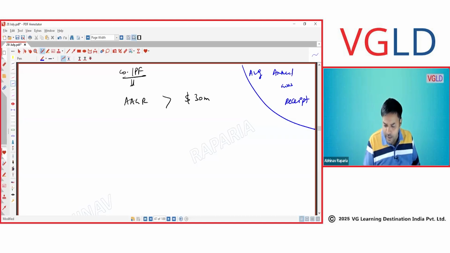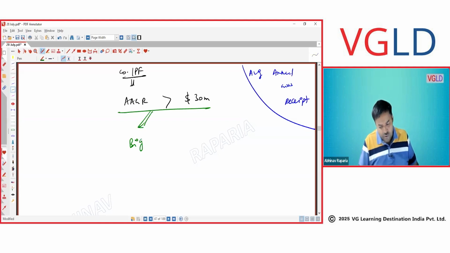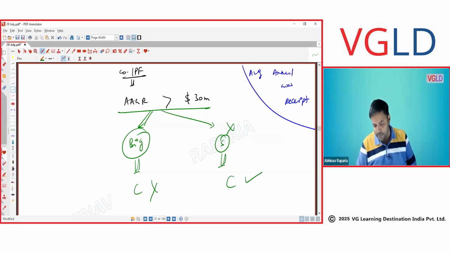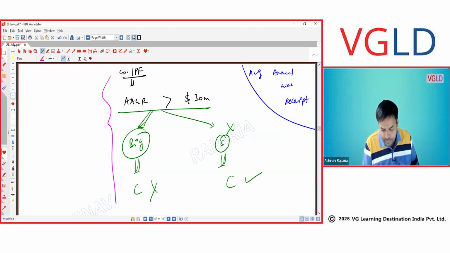If your AAGR is more than $30 million, that means you are a big organization. If you are a big organization, then ideally you should not follow the cash method. You should follow the accrual method. But if you are not crossing it, that means you are up to $30 million, then you are a small organization. Since you are a small organization, you can follow the cash method. I hope it is okay. This is known as GRT. GRT is the gross receipt test.